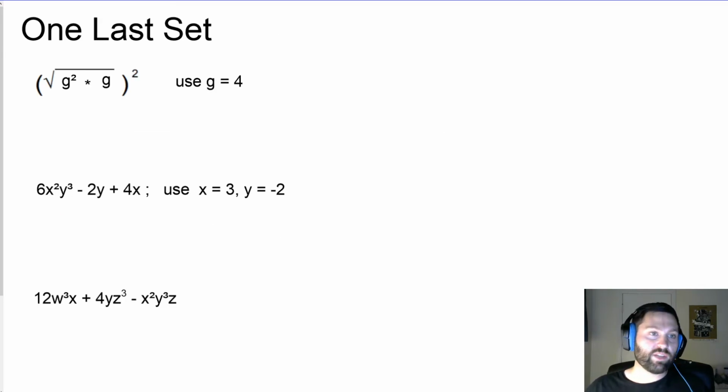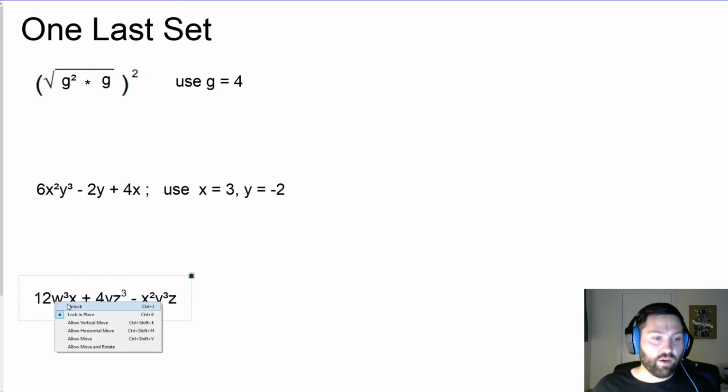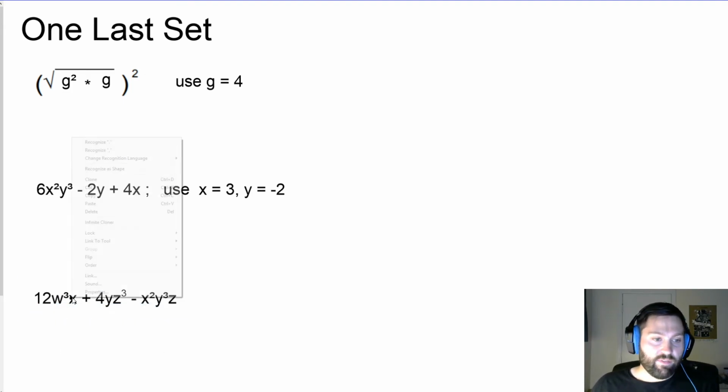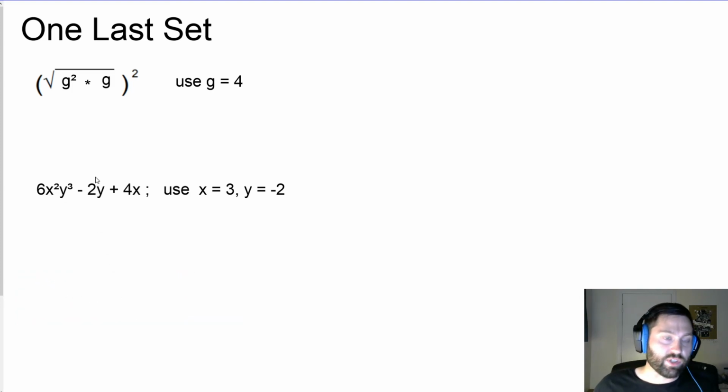Okay, one last page of these. So we're going to do a couple more of these complicated ones, and then you see the featured one here. And the bottom one, I guess I forgot to add the use of these things, so we're just going to skip it. For the first one, we're going to use g equals 4, so we're going to substitute in here the square root, there we go, it's a little better.